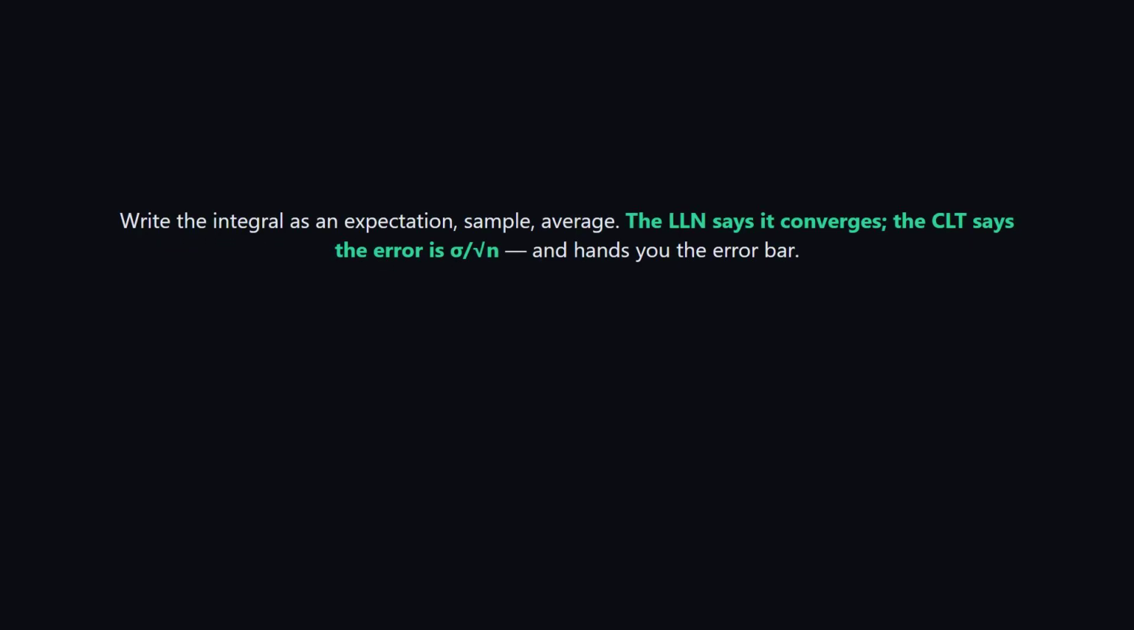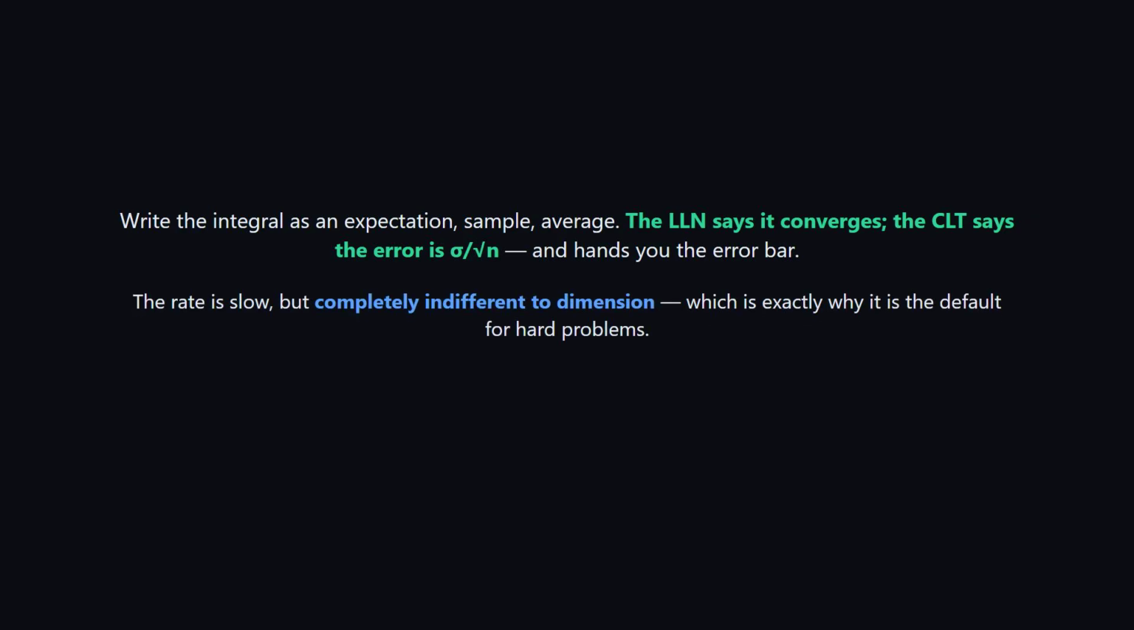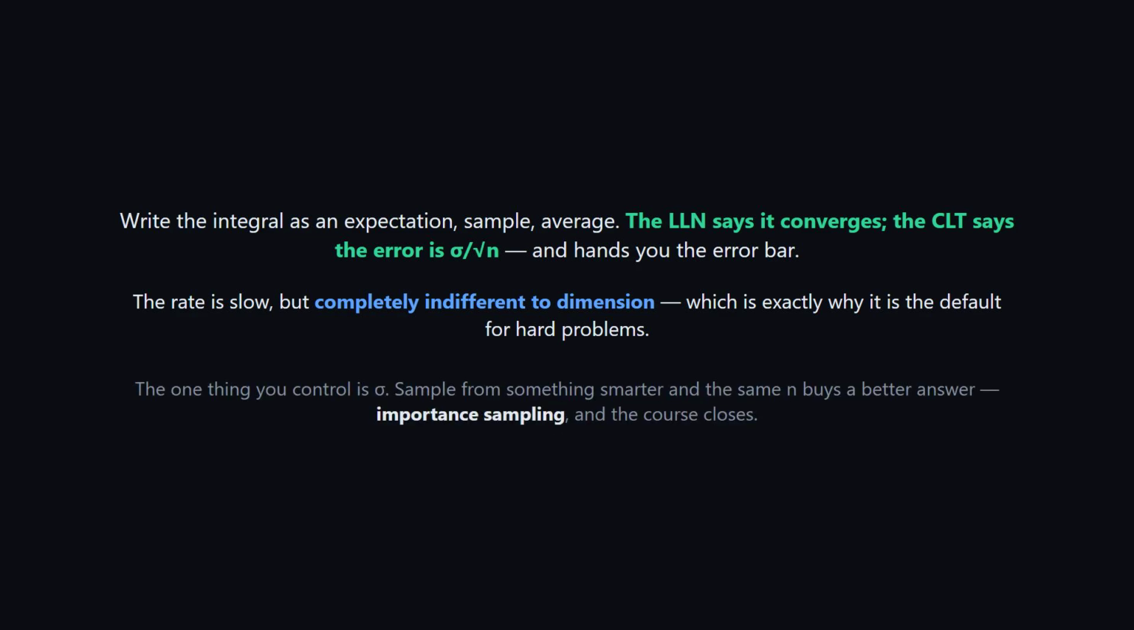Monte Carlo integration. Write the integral as an expectation, sample, and average. The law of large numbers says it converges. The central limit theorem says the error is sigma over root n, and hands you the error bar. The rate is slow, but it is completely indifferent to dimension, which is exactly why it is the default for high-dimensional problems. The one thing you can still control is sigma. Choose what you sample from more cleverly, and the same number of samples buys a far better answer. That is importance sampling, and it closes the course.